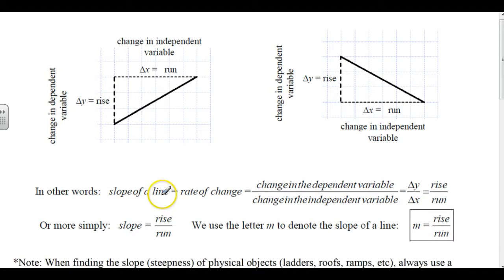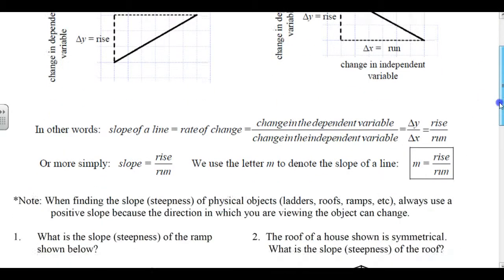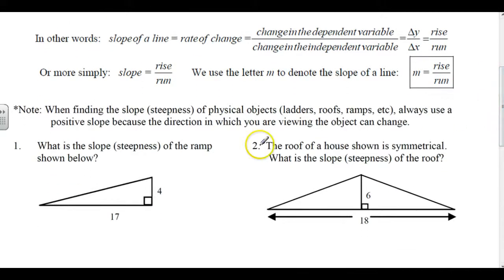So in other words, the slope of a line is the rate of change, the change in the dependent variable over the change in the independent variable, which is defined as delta y, change in dependent, over delta x, change in independent, or rise over run. More simply, we say the slope is the rise over the run, and we use the letter m to denote the slope of a line, so we say m is equal to rise over run.